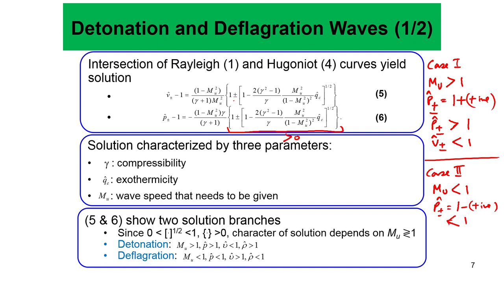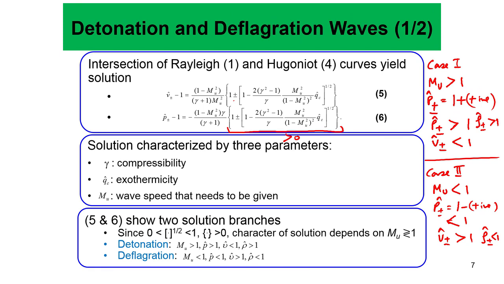So, when mu is less than 1, p cap plus minus is less than 1 and also v cap plus minus becomes greater than 1, okay. And as a consequence of this, your rho cap plus minus is less than 1 for mu less than 1, and rho cap plus minus is greater than 1 for mu greater than 1. So, for case 1, if you have mu greater than 1, okay, your p cap.